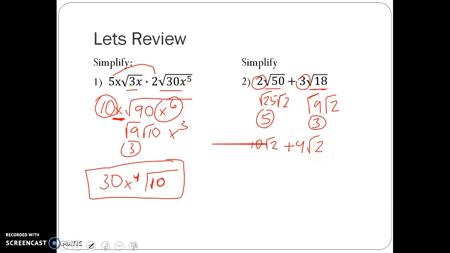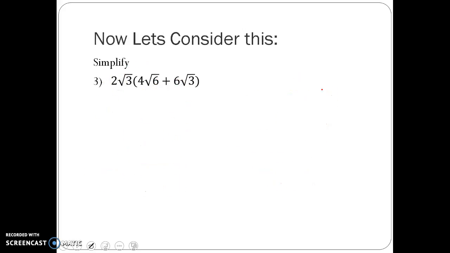Now I have two radical 2's. 10 radical 2 plus 9 radical 2 is simply 19 radical 2. And so my final answer is 19 times the square root of 2 if I add those together. So that's an example of two things, multiplying and adding radicals. And multiplying binomials is going to be a combination of those two things.